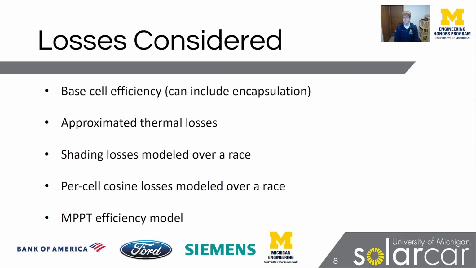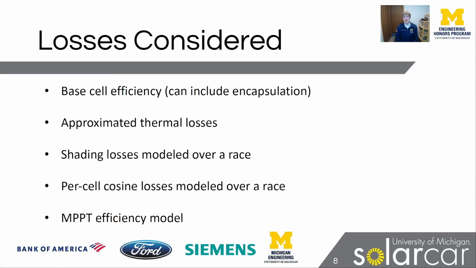So when actually going through and doing all of this math, it's important to keep track of which losses we're actually considering. And in this case, we're paying attention to the base cell efficiency because that is by far the largest loss. But then also we're approximating our thermal losses by taking a weighted average of the amount of energy that is lost to the temperature of the cells. They happen to become less efficient as their temperature increases. We're also, through our Unity ray tracing model, modeling the shading losses over the course of a race, as well as our cosine losses or curvature losses over the course of a race.